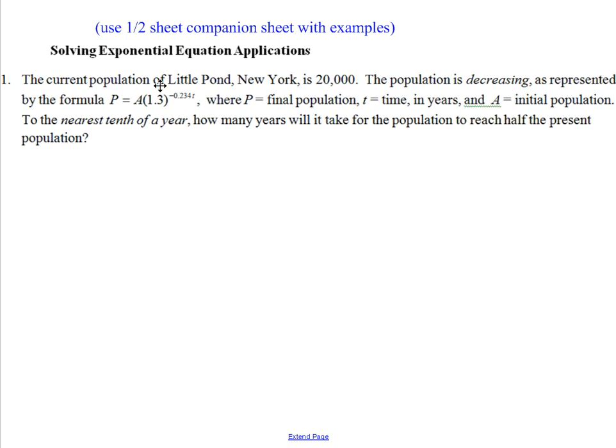So if you look at this question, you might say, well, what jumps out at me? Well, the equation does. Okay, so that's key. The equation jumps out at you. You should write that down. P is equal to A times 1.3 to the exponent negative 0.234 t. Let's know what we know.